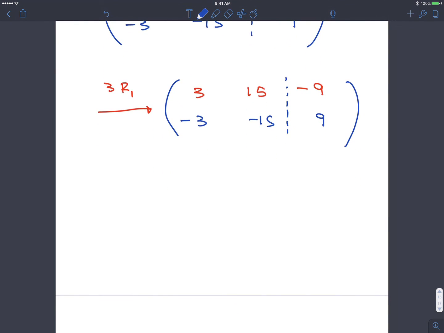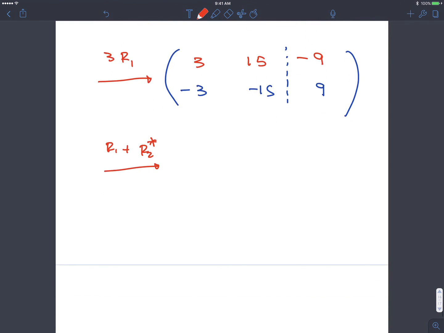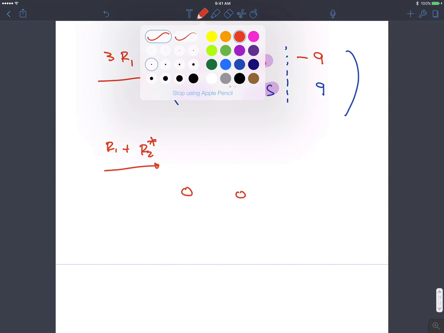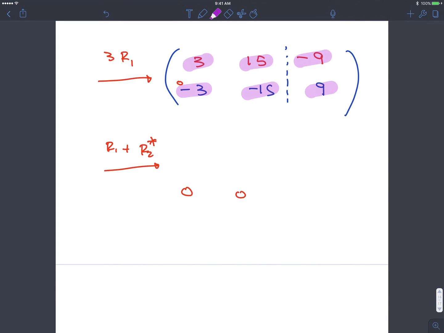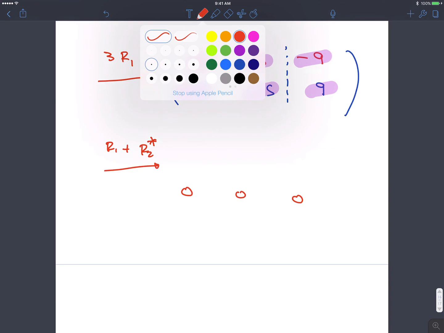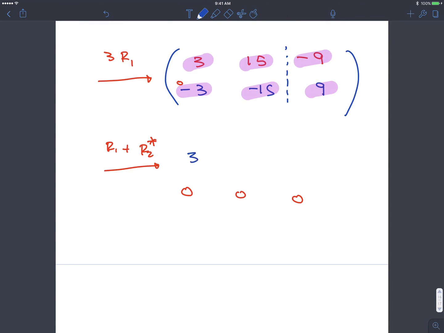Okay. We're now going to add row 1 with row 2. And remember, we're going to get a 0 in this entry. So let's take a look. Row 1 plus row 2. 3 plus negative 3 gives us that 0. 15 plus negative 15 gives us another 0. Negative 9 plus 9 gives us yet another 0. And that first entry stays the same. So I have 3, 15, negative 9.